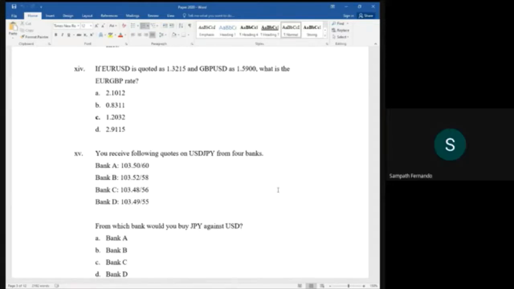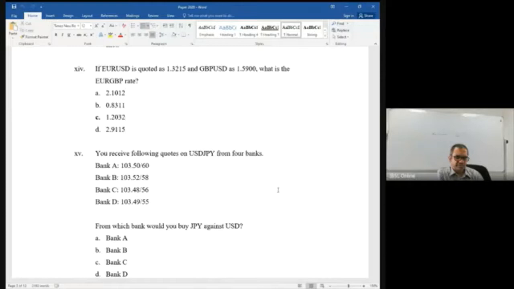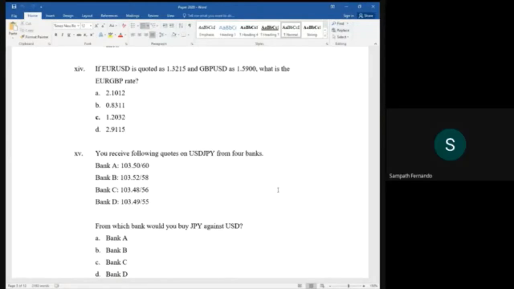And Visa, B. Why? They have the highest rate, 58. What is the highest rate? 103.58. Sorry, 103.16. Bank B.